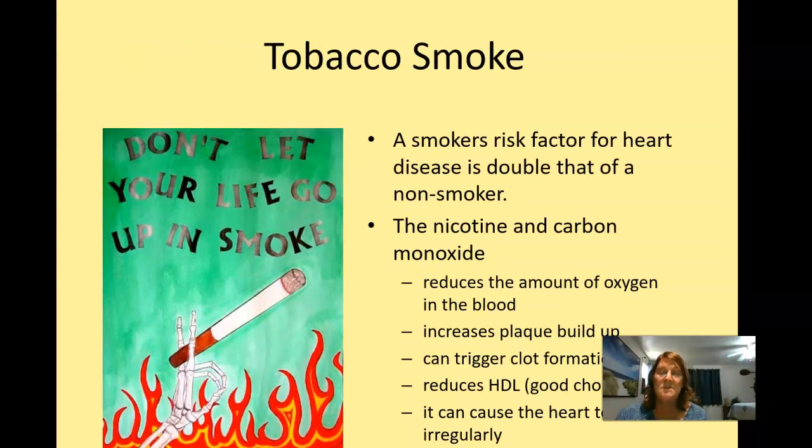Smoking. A smoker's risk factor for heart disease is double that of a non-smoker. So if a person smokes, we really want to encourage them to quit smoking. The nicotine and the carbon monoxide reduce the amount of oxygen in the blood. It increases that atherosclerosis, that fatty plaque stuff that builds up in the arteries. It causes that to grow faster.